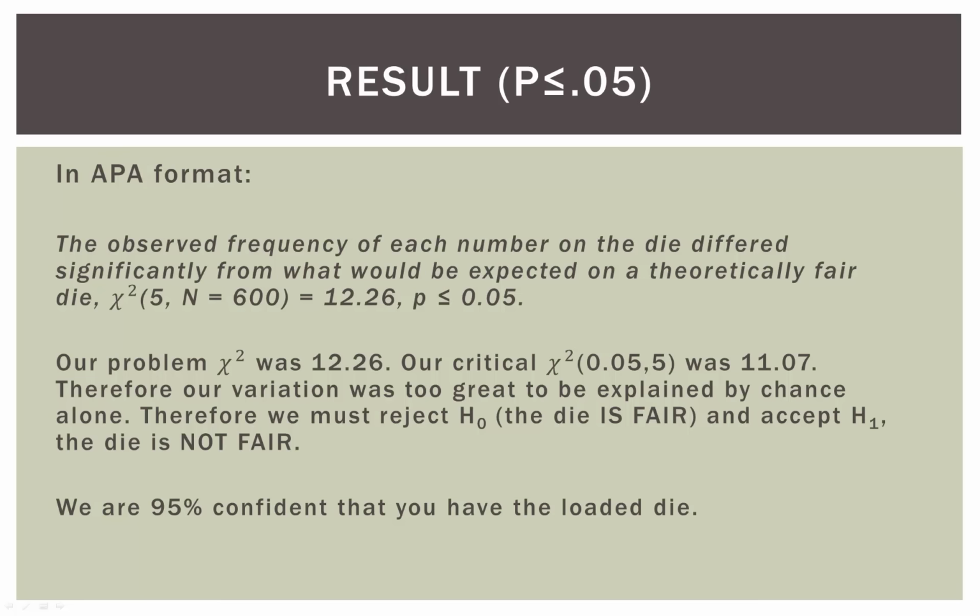Now, our calculated chi-square was 12.26. Our critical chi-square was 11.07, which is, therefore, our variation was too great to be explained by chance alone. Therefore, we must reject our null hypothesis, which is the die is fair, and accept H1, which was our alternative hypothesis, and say the die is not fair. So we are 95% confident that you have the loaded die in your hand.